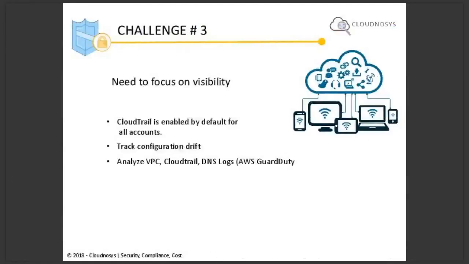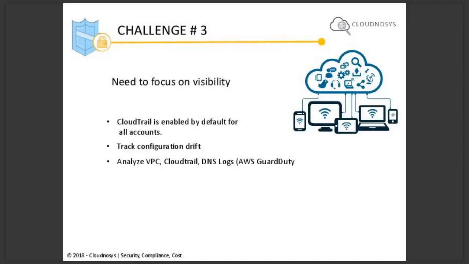Challenge number 3, the last challenge, is the need to focus on visibility. Again, it's got to be repeatable, it's got to be continuous, and it's got to be visible. Those are the 3 things you've got to deliver on your promise, which means CloudTrail is enabled by default for all accounts. That's one of those top 10 best practices that Facebook is going to work on just after I'm done, so I don't want to steal the thunder away.